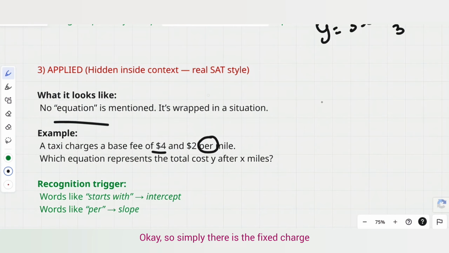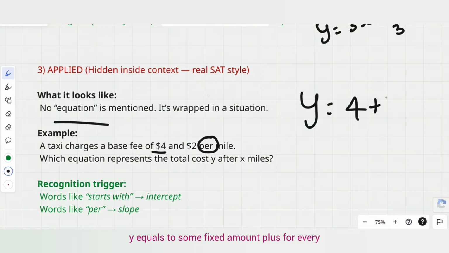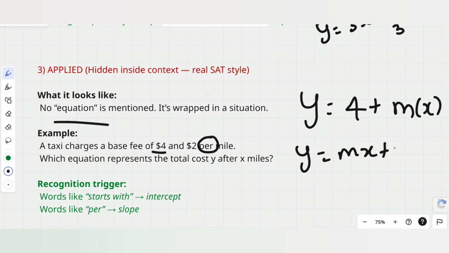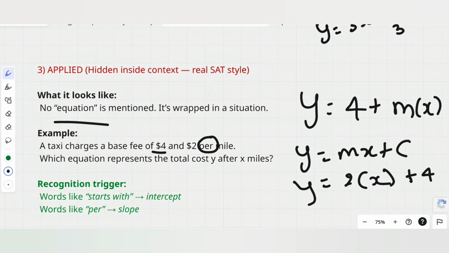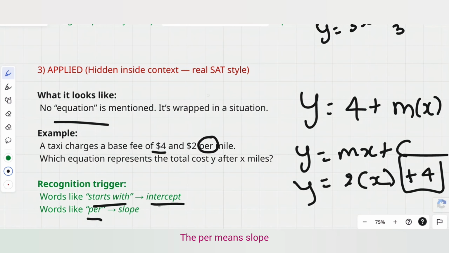Okay, so simply there is the fixed charge: y equals some fixed amount plus, for every mile, your input is multiplied. This is exactly the slope equation, right? mx plus c. So m here is what's being multiplied, 2 is being multiplied for every mile, which is your input. c is your 4, and you got the equation. If you look at words like start with, that means the intercept or the constant value. Per means slope.